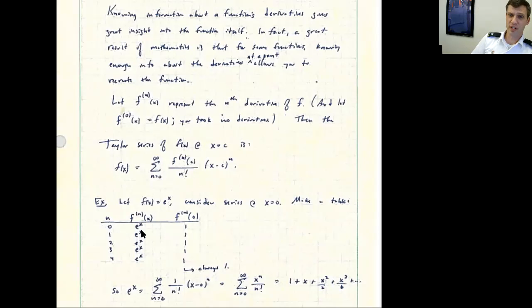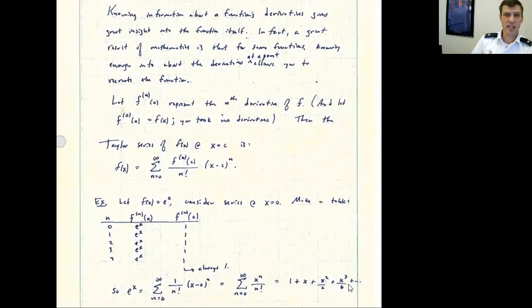All the derivatives of e to the x are just e to the x. Evaluate them all at 0, you just get 1 over and over again. It's always 1. So filling out this formula, I have n factorial in the denominator. My numerator is just 1 over and over again because all the derivatives evaluated at 0 are 1. And then I have x minus 0 to the nth power, which simplifies to simply x to the n over n factorial, which is going to be 1 plus x plus x squared over 2 plus x cubed over 6 plus, it keeps on going.